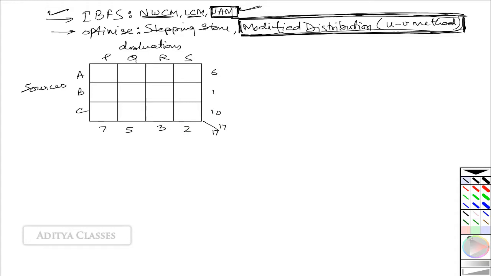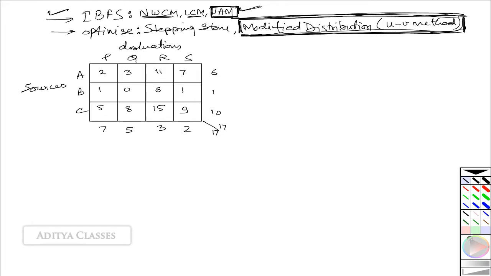As far as the transportation costs per unit are concerned, they are 2, 3, 11 and 7, then 1, 0, 6 and 1, then 5, 8, 15 and 9. So these are my transportation costs per unit. If I transport one unit from C to R, it costs me 15 rupees. If I transport one unit from B to S, it costs me 1 rupee. So these are the per unit transportation costs.